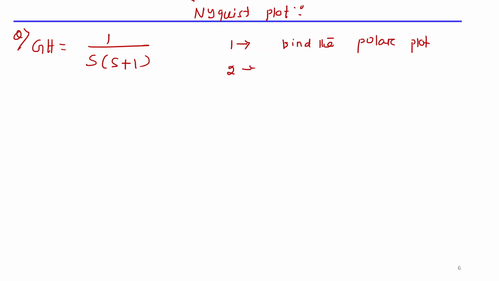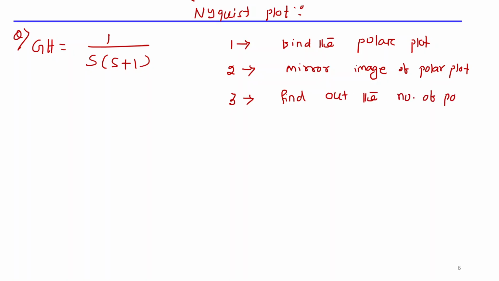The second thing is just the mirror image. Take the mirror image of the polar plot. The first step is to find the polar plot. The second step, you have to find the mirror image of the polar plot. And the third point, which is very critical, you have to identify now. Remember, find the number of poles at origin.